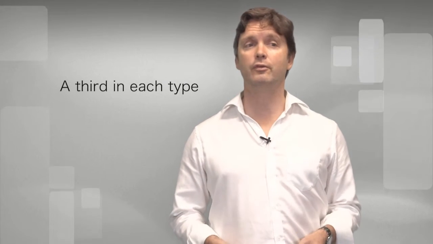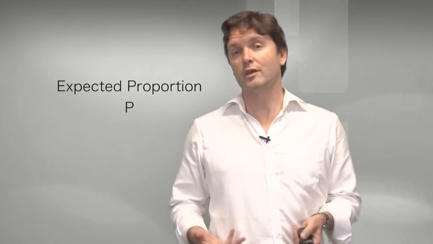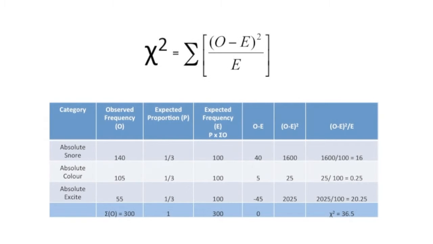Now, if the purchases result from chance alone, then we would expect the total number of bottles bought across that period to be equally distributed across each of the different types of packaging. That is, a third in each type, what we calculated before. This is the expected proportion. So the expected proportion is P. With a total of 300 bottles and our chance expectation of a third in each type, our expected frequency for each type of packaging is 100. This is the E value.